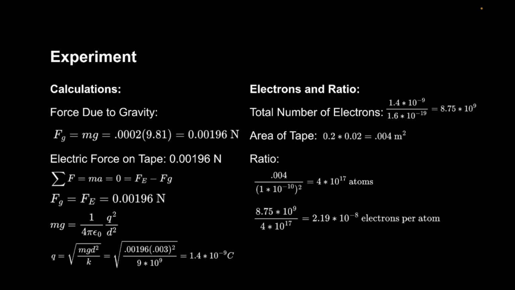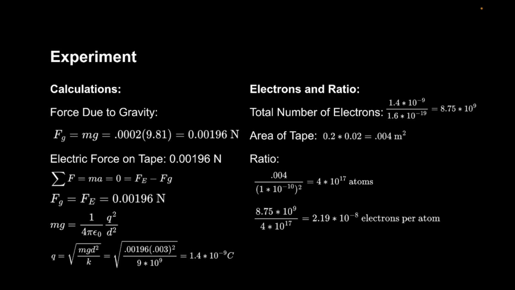So our calculations are that the force due to gravity is found using mg. We take the mass of the tape times gravity to get 0.00196 newtons. And since, as I mentioned earlier, tape B would be in equilibrium, we can calculate the electric force. Since in equilibrium the acceleration is 0, we can safely conclude that the gravitational force is equal to the electric force. So the electric force is also 0.00196 newtons. Using that, we can set both of these values equal to each other to isolate the charge Q and get 1.4 times 10 to the negative 9 coulombs.